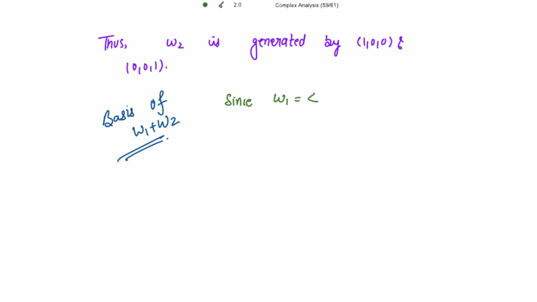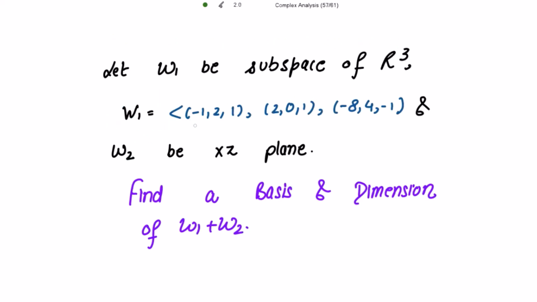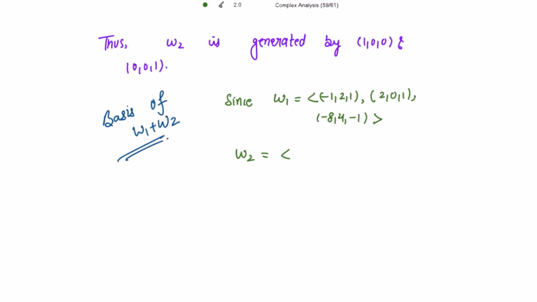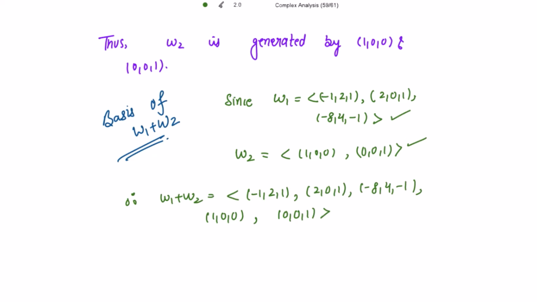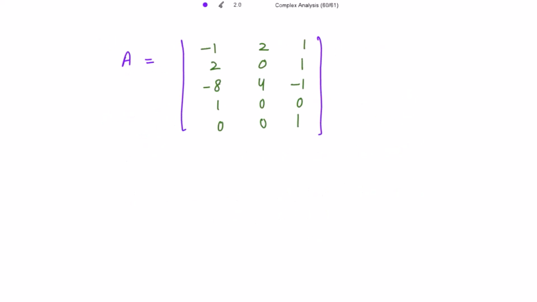Now to get the basis for the sum of the subspaces. W1 is generated by what vectors? These three vectors, right? And W2 is generated by (1, 0, 0) and (0, 0, 1). So the sum of the subspaces is generated by all these five vectors. Now to get the basis of W1 plus W2, we need to write these vectors in a matrix form first, and then get the matrix in echelon form.